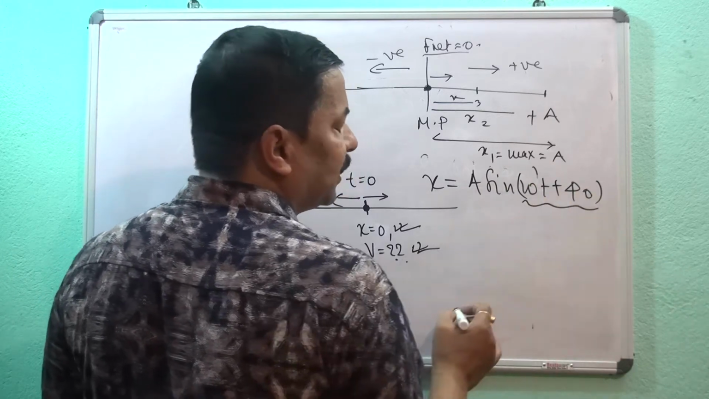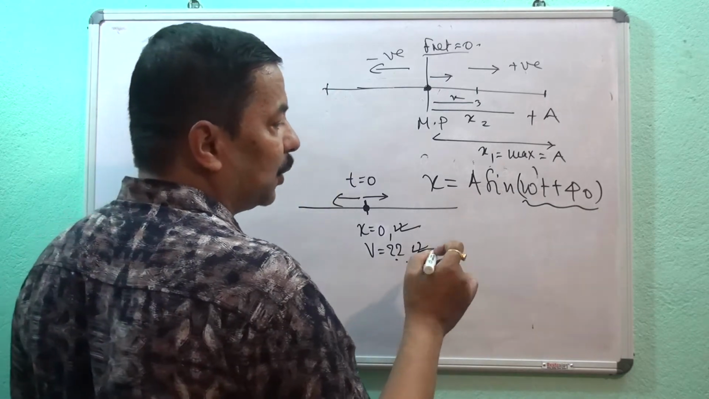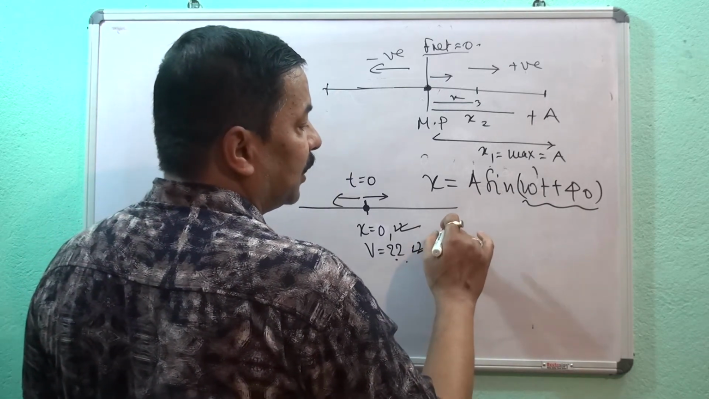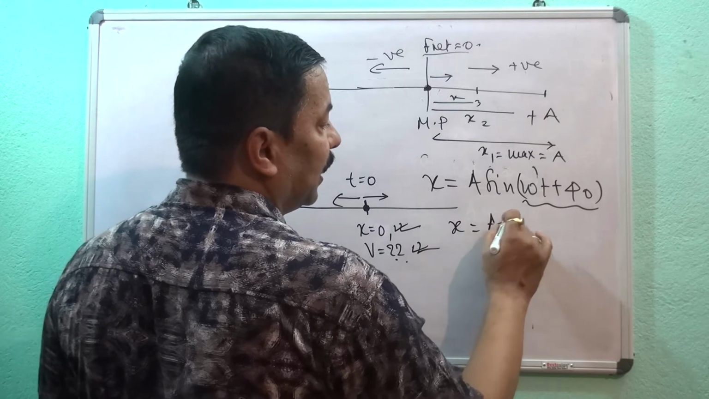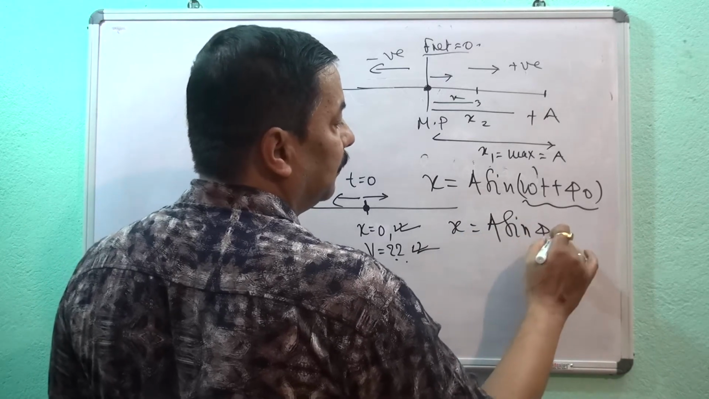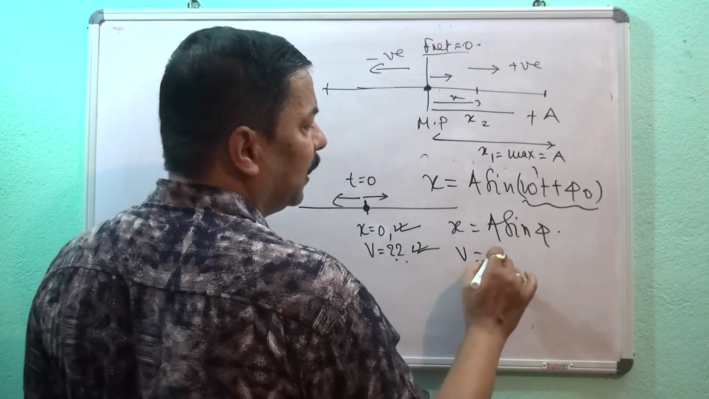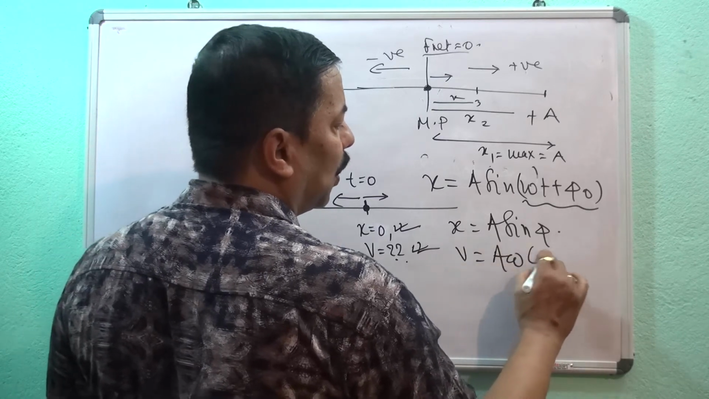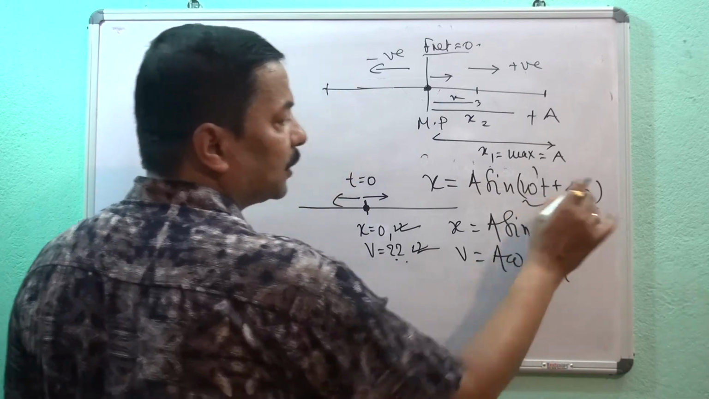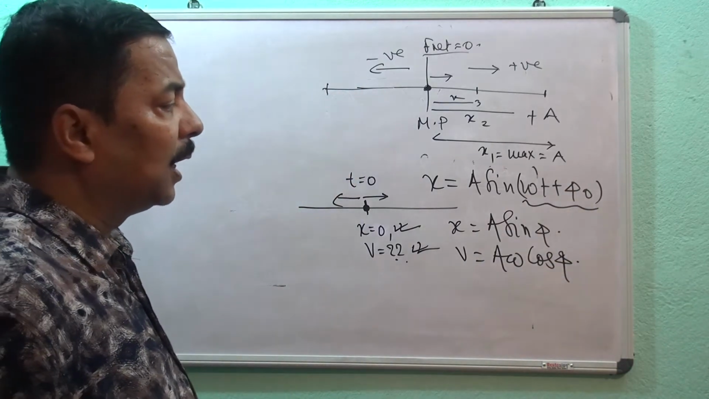This term is your phase. See how I am trying to make you understand. If I write x is equal to a sin phi, then velocity v will be a omega cos phi, because this will be remaining the same. v is the velocity.